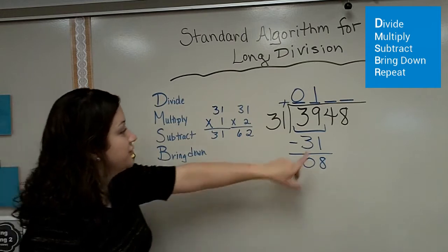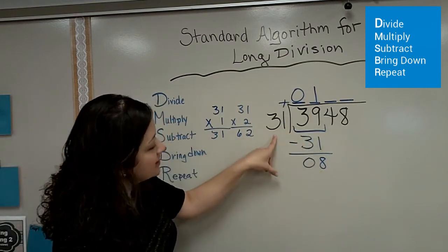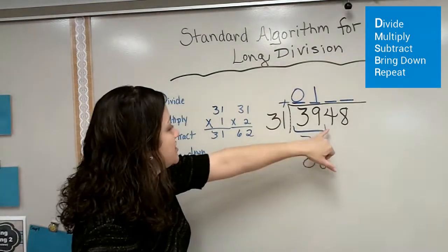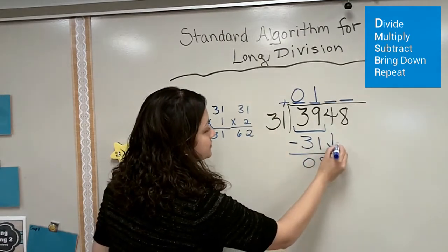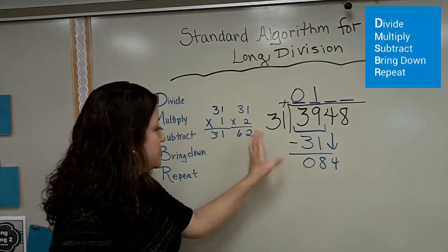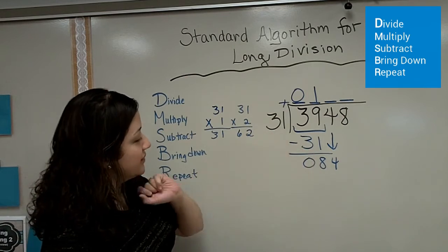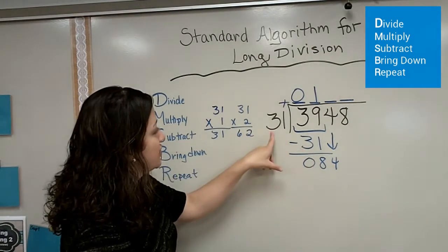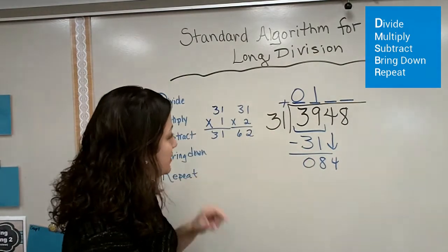And bring down if we can, and we can because the 8 is less than the divisor, so we can bring down the 4. Now we're just trying to see 84 divided by 31. It's a whole new little problem. So how many times can 31 go into 84?